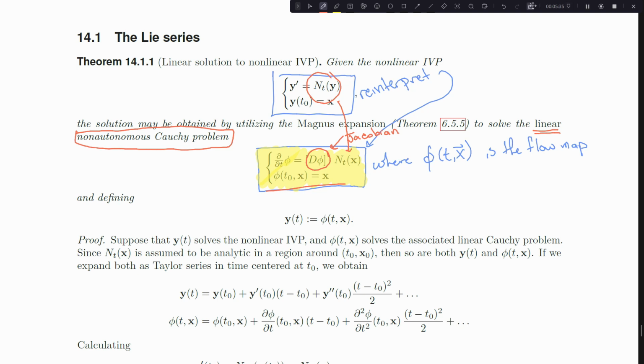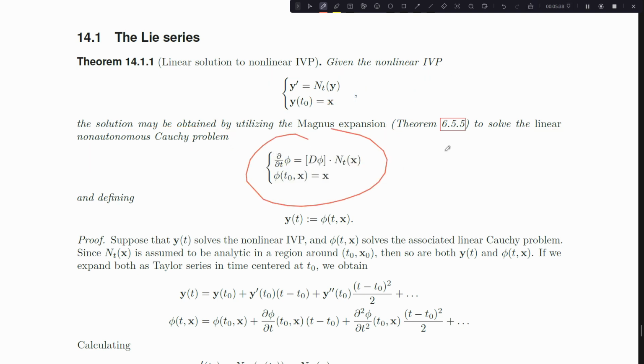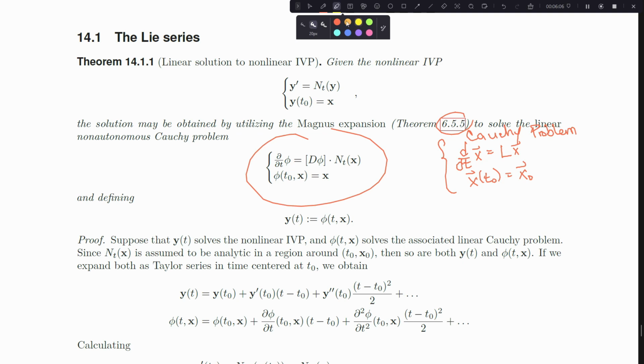Now let's make it a little bit more clear. How do we interpret this as our traditional Cauchy problems that we have in chapter 6? If you actually clicked on this theorem, 6.5.5, it looks like d/dt of x equals L on x, and then x has some initial value, x at t0 is equal to x0. This is the whole reason why we covered that chapter, functions as infinite dimensional vectors.